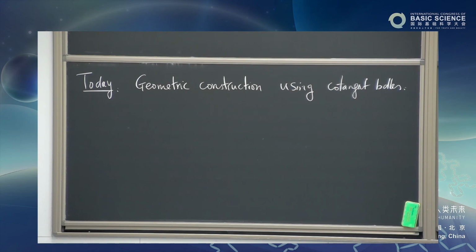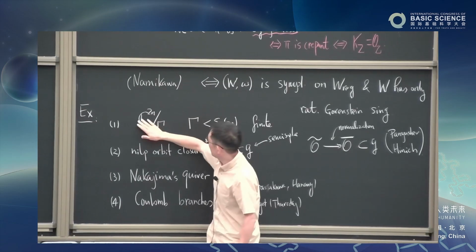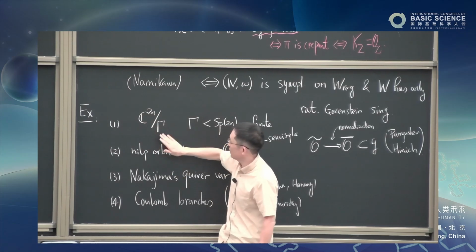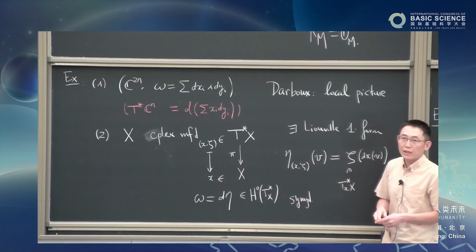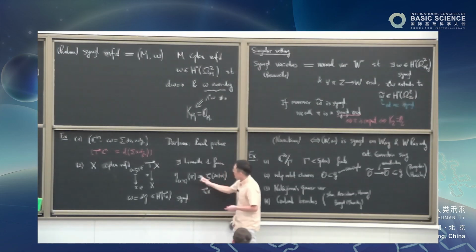We have seen, so this is a very simple one. You can take the smooth vector space and take a finite subgroup. Of course, you can also take the cotangent bundle and take a quotient by a finite subgroup. Then you still get such an example. But it's not so interesting.